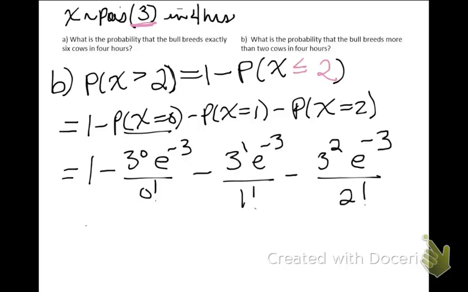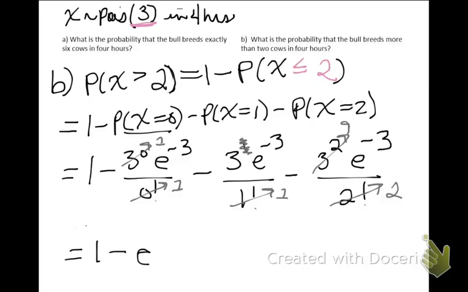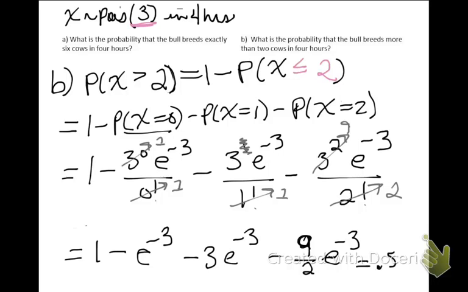We could go through and clean this up a little bit. 3 to the 0 power is 1 and 0 factorial is 1. 1 factorial is 1. An exponent of 1 isn't really needed. 3 squared is 9. 2 factorial is 2 times 1, or 2. So with all these cleanups, this can become 1 minus e to the negative 3, minus 3e to the negative 3, minus 9 halves e to the negative 3. When you type this in your calculator, you'll get back about 0.577.